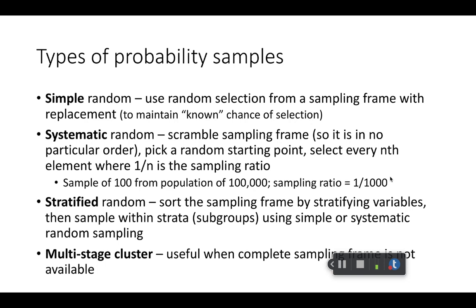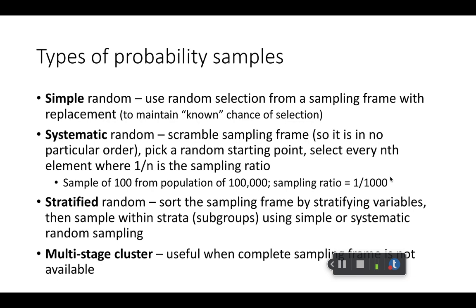So we calculate the sampling ratio by figuring out what size of sample we want and how many elements there are in the target population. For example, if I want a sample of 100 people from a target population of 100,000, I calculate the sampling ratio by dividing 100 by 100,000. So my sampling ratio is 1 in 1,000. That means I'm going to use my systematic random sampling procedure to pick a random starting point and then select every 1,000th element in the sampling frame. Every 1 in 1,000 elements will be selected for my sample.